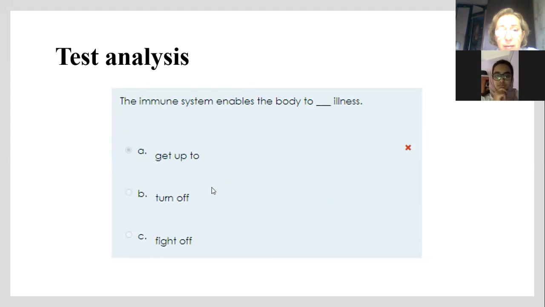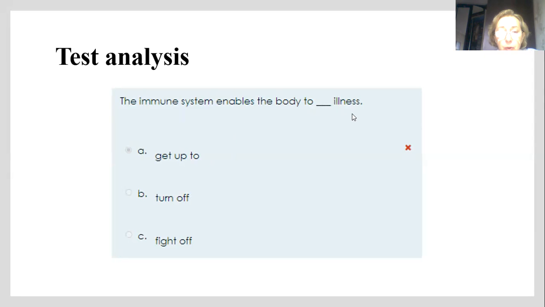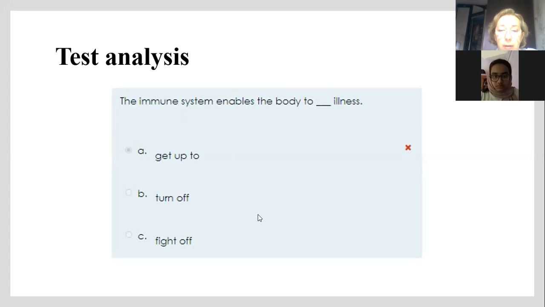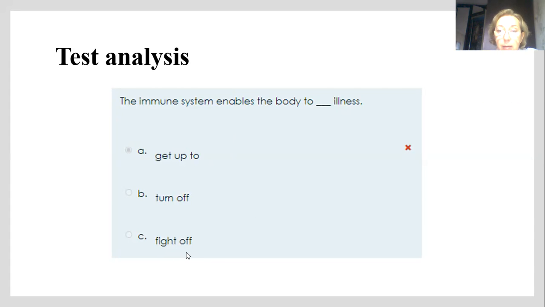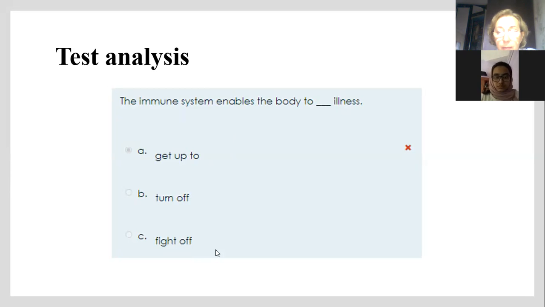The next question is also about phrasal verbs, just about the meaning of phrasal verbs. The immune system enables the body to do what with the illness? Fight off. Fight off illness, you're right.